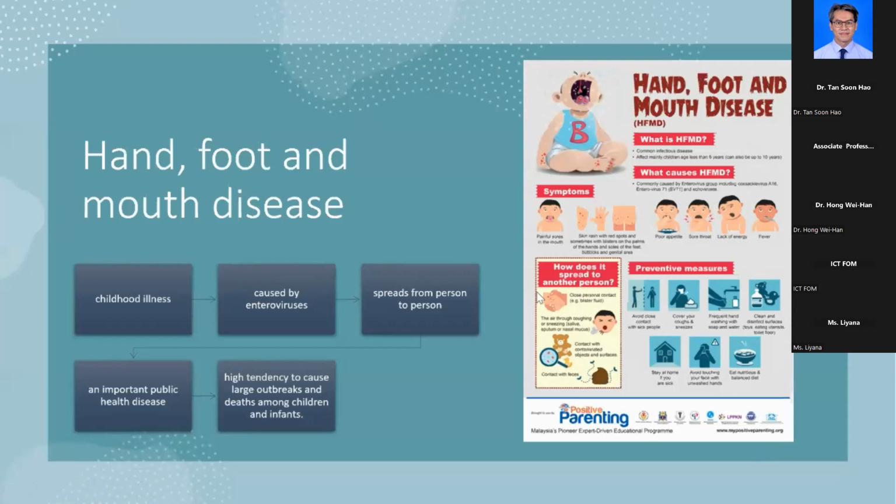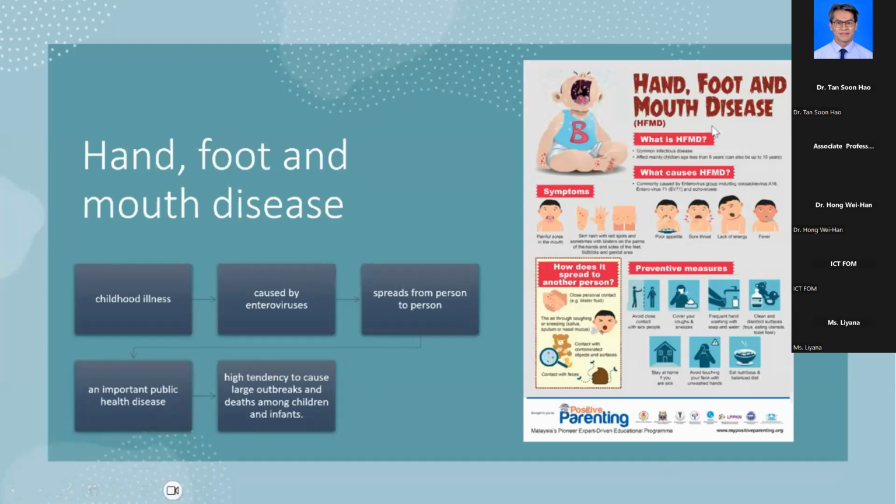or sometimes fecal-oral. And it's an important public health disease in Malaysia because it can cause large numbers of cases within a short period of time. And sometimes it will cause death among children and infants, especially that caused by this particular enterovirus called Enterovirus A71. Of course, this is a poster obtained from the Positive Parenting program, mypositiveparenting.org.